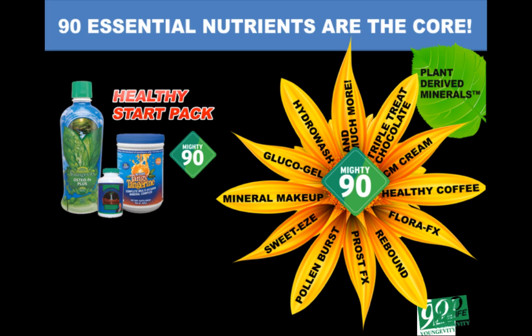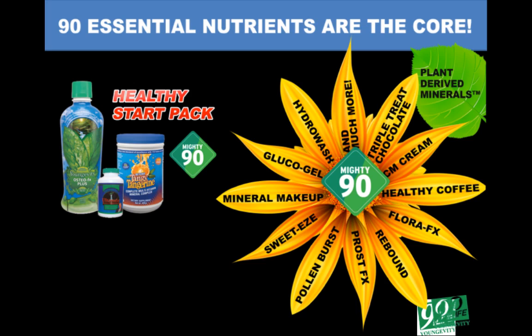But the core of everything we do is always the 90 essential nutrients, and we're just going to add on other petals to the flower, as I call it. The core doesn't change, but petals to the flower will change according to a person's needs and wants. And some of them are wants, and it's okay.